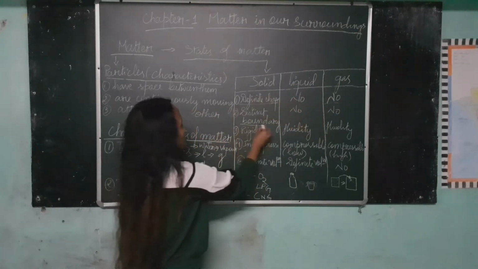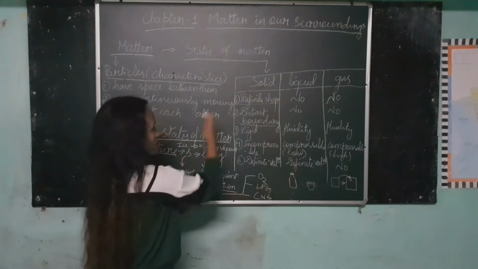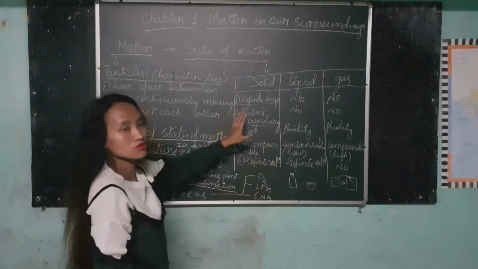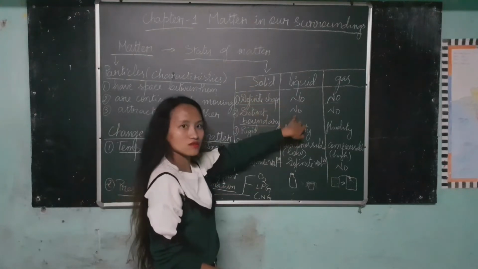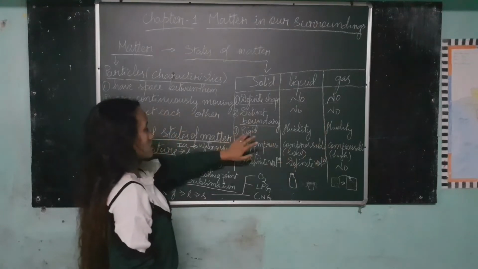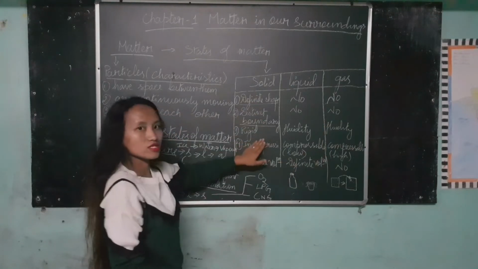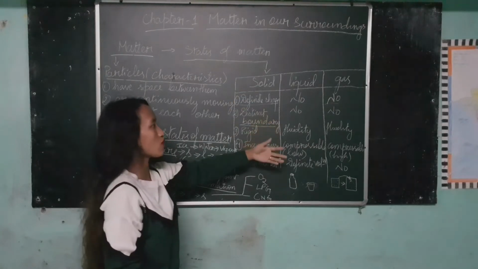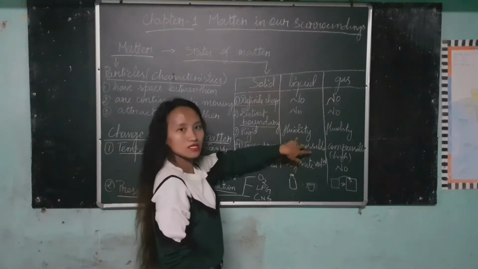Going to boundary. Since this board is a solid and it is having a shape, it is also having a definite boundary, distinct boundary. But liquids, they do not have distinct boundary, nor gases have distinct boundary. Next, rigid. Solids are very rigid or sturdy. Okay, they do not have the ability to flow, but liquids, they have the ability to flow.